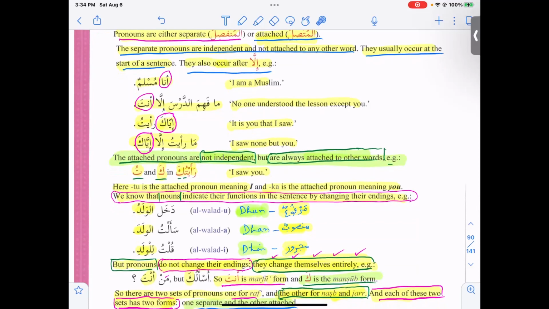We know that nouns indicate their function in the sentence by changing their ending. By changing their ending, you know. We know that nouns indicate their functions in the sentence by changing their ending.